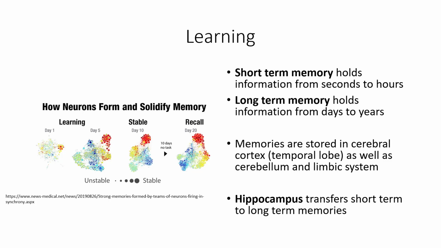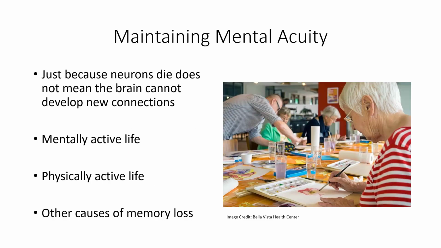So how do we maintain a good brain? Well, that's mental acuity. Just because neurons are dying does not mean the brain cannot develop new connections. You have a specific number of neurons and they will go down with time, especially if you are doing things like banging your head against walls a lot or listening to podcasts a lot or whatever it is. If you listen to them a lot, I'm pretty sure you'd kill some neurons.